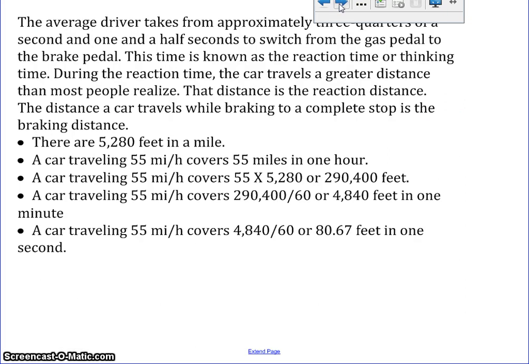All right, here we're going to go through this section right here. It says there's 5,280 feet in 1 mile. A car traveling 55 miles per hour will cover 55 miles in 1 hour. 55 miles times the feet of 5,280 means that they're going to go 290,400 feet in 1 hour. If we take that and divide it by 60, we're breaking it down to 1 minute, which is 4,840. And then if we divide again by 60 to get those minutes to seconds, we see that it's pretty close to about 81 feet per second.